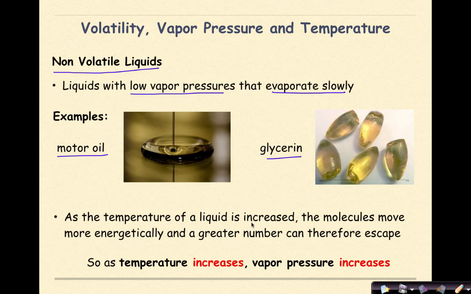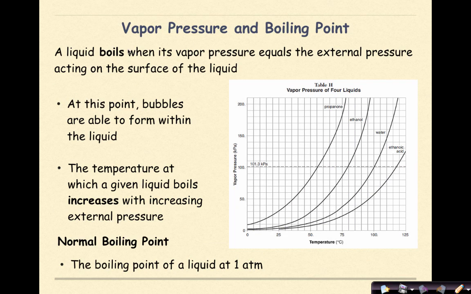As the temperature of a liquid is increased, the molecules move more energetically and a greater number can therefore escape. So as the temperature increases, vapor pressure will increase. Now let's talk about vapor pressure and boiling point. A liquid boils when its vapor pressure equals the external pressure acting on the surface of the liquid. At this point, bubbles are able to form within the liquid itself. The temperature at which a given liquid boils increases with increasing external pressure. So as we increase the pressure, we can see the temperature at which these liquids boil will also increase.